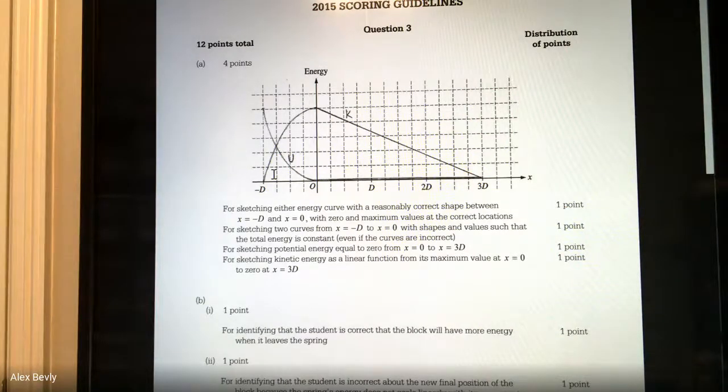So if you had either picture that looked reasonably correct, so let's say you drew your potential energy well, but your kinetic energy was a straight line, you still get that point. For sketching two curves from negative d to 0 with correct shapes and values such that the total energy is constant. Now, even if the curves are incorrect, so if you drew these in a way where your total energy stayed constant, and they really should say total mechanical energy stays constant.